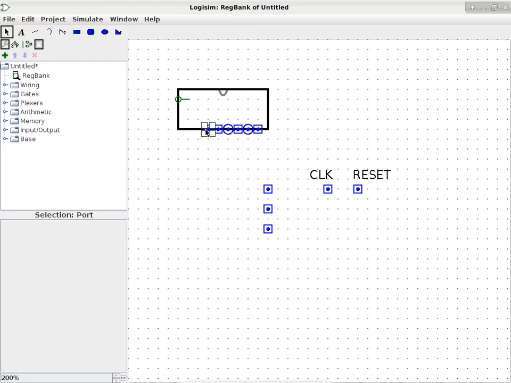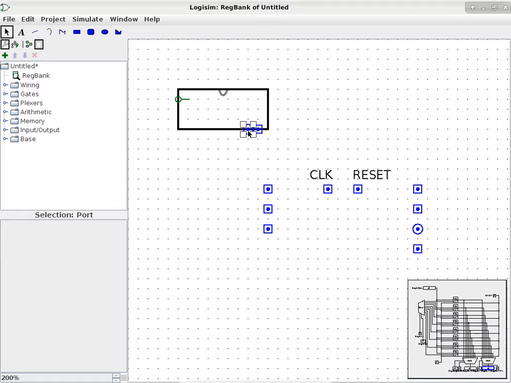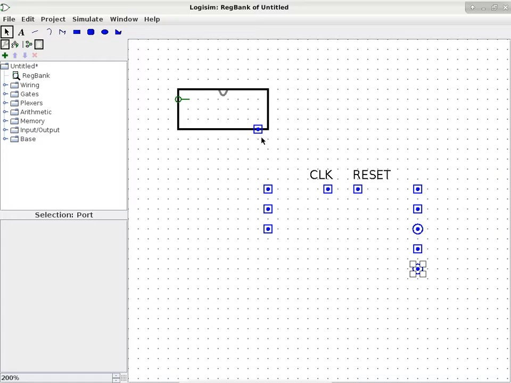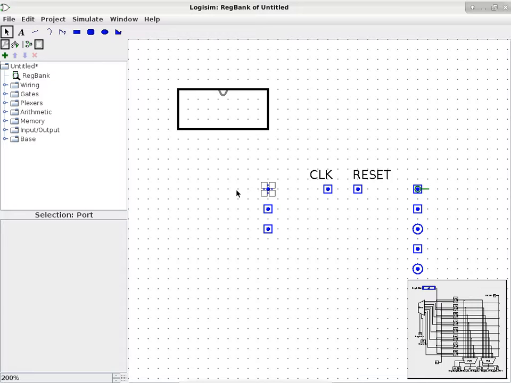And this is for output. We'll put it onto the right-hand side. Definitely right-hand side. Okay, so I have just moved the pins around, just to make the design a little bit better. So now I have to label each individual one.